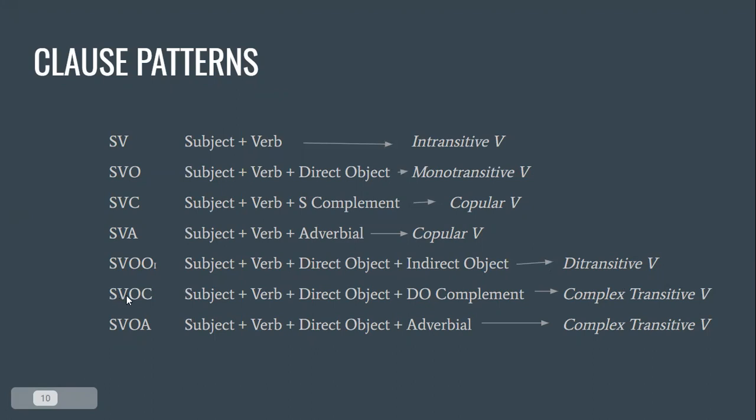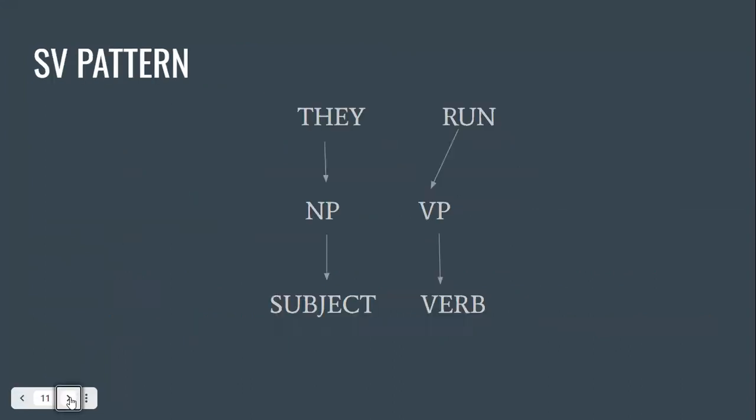If we have an SVOC, we're going to have a subject, a verb, a direct object, and a complement of the object. And these types of verbs are complex transitive. If we are going to have the pattern SVOA, we have a subject, a verb, a direct object, and an adverbial. And again, it's a complex transitive verb. Let's see them in detail.